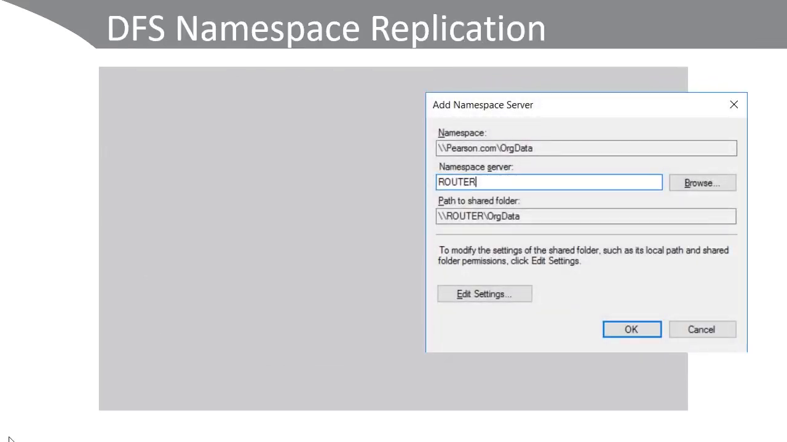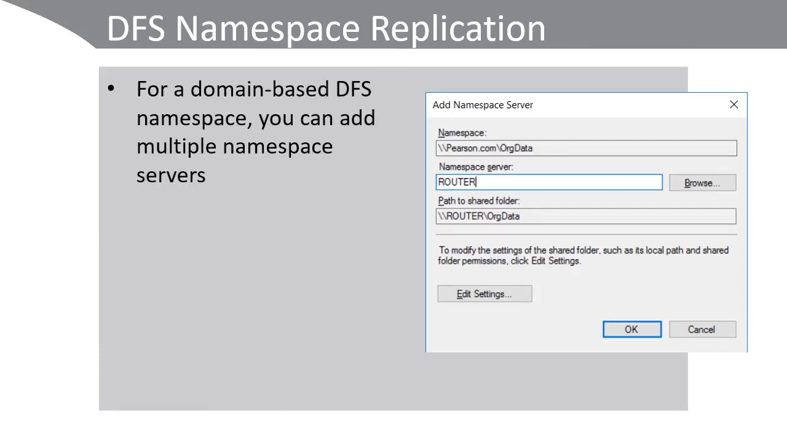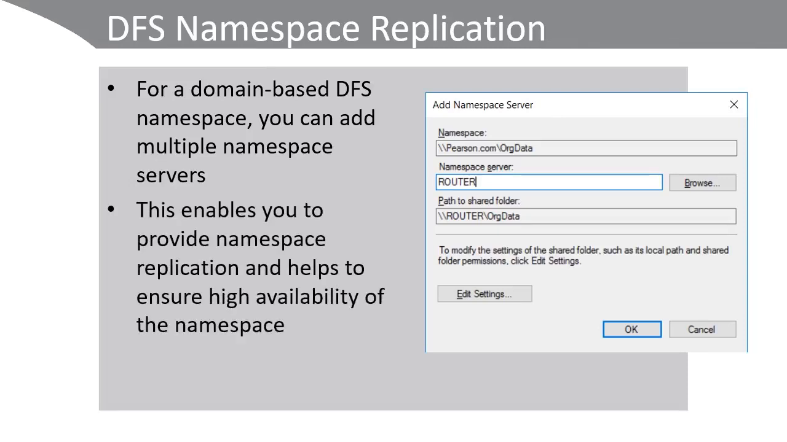Because, in essence, the DFS namespace acts as a route that points to multiple servers and multiple shared folders, it's important that this is highly available. For that reason, you can configure DFS Namespace Replication on a server. For a domain-based DFS namespace, you can add multiple namespace servers, which enables you to provide namespace replication and helps to provide high availability of the namespace.